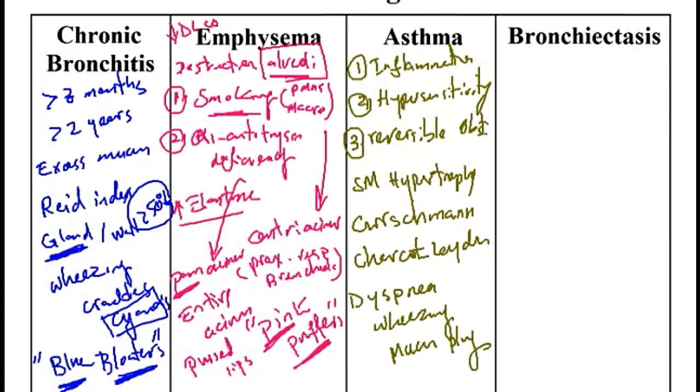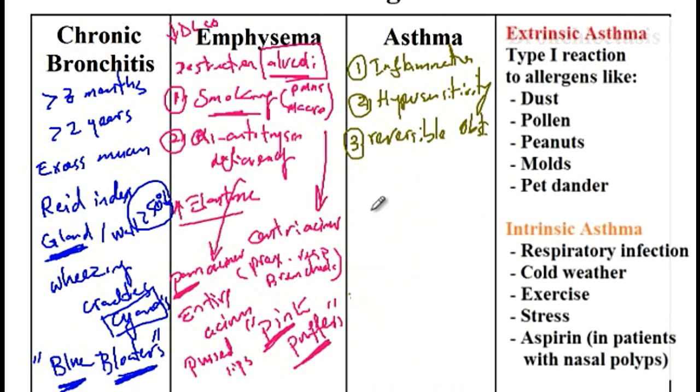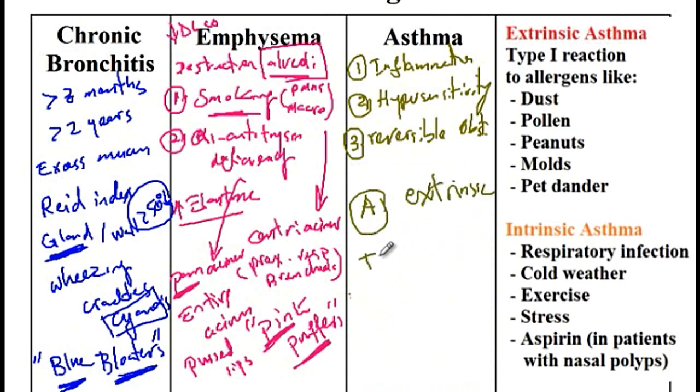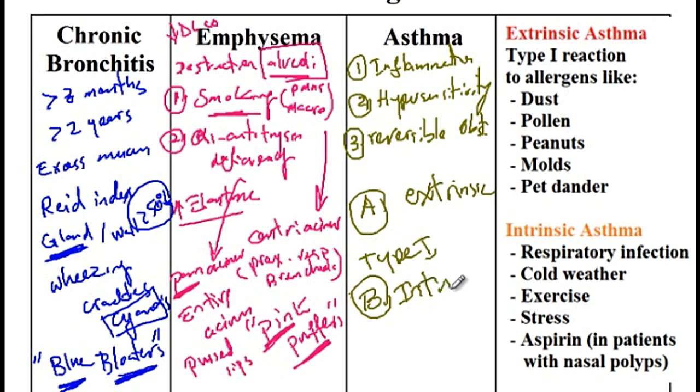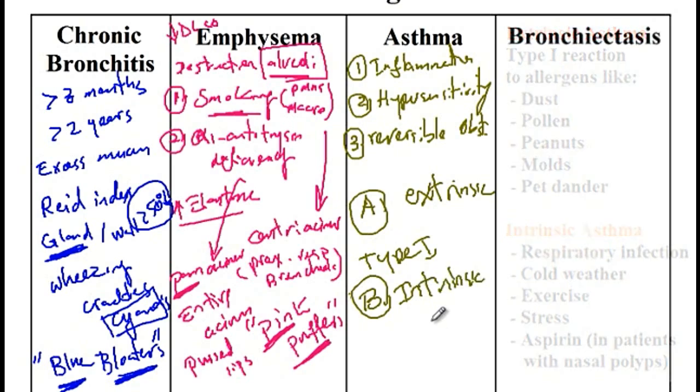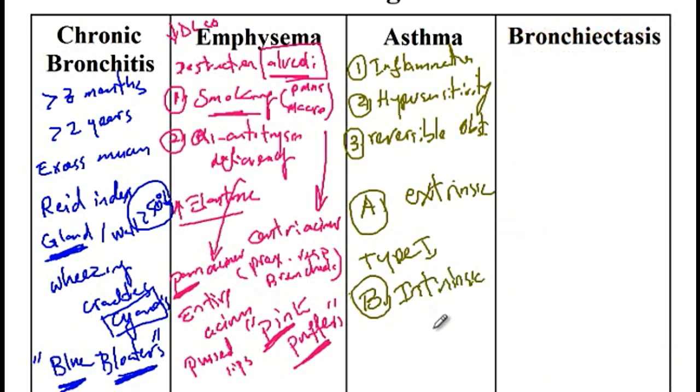And then finally, you should know that there are two types of asthma, and one is the extrinsic asthma, which is due to the type 1 hypersensitivity reaction, and this is an allergic reaction that usually has a positive family history. And then type 2 is called the intrinsic asthma, which is due to the respiratory infections like viruses. It could be from stress, exercise, cold temperature, or aspirin side effects.